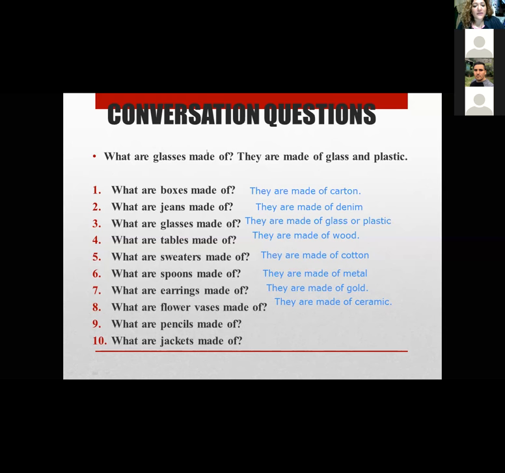Okay, number 9. What are pencils made of? They are made of wood. Made of wood or plastic. Or glass. Plastic or rubber. Yeah, they are made of wood and rubber para el borrador. Okay? Or sometimes plastic. Yeah, nowadays it's possible to have a lot. Okay. Number 10. What are jackets made of?